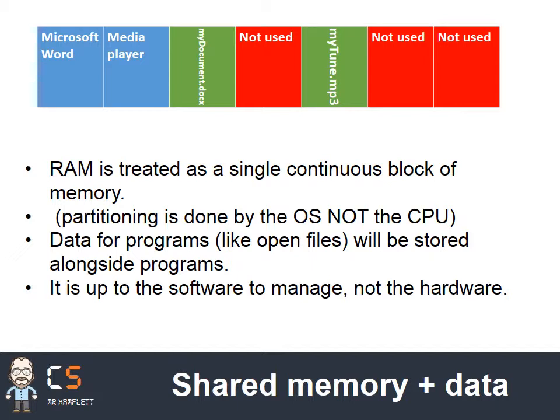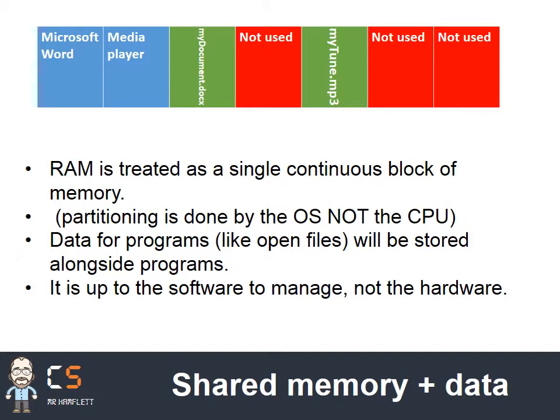As you already know, RAM is effectively one big block of memory. Inside there, we will place the programs that we have loaded up, the data we're currently working on, and the currently running operating system. It's partitioned by the operating system, not by the CPU. Whenever I read an answer which says the CPU partitions memory, I always get a little bit sad.